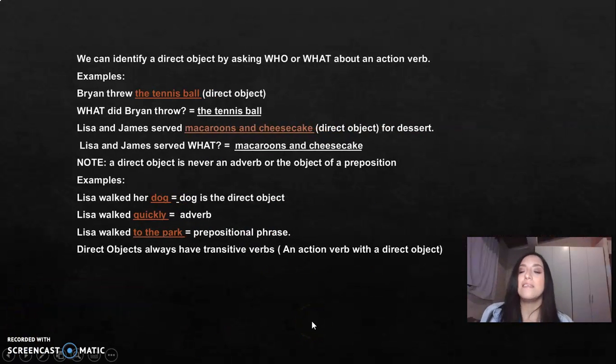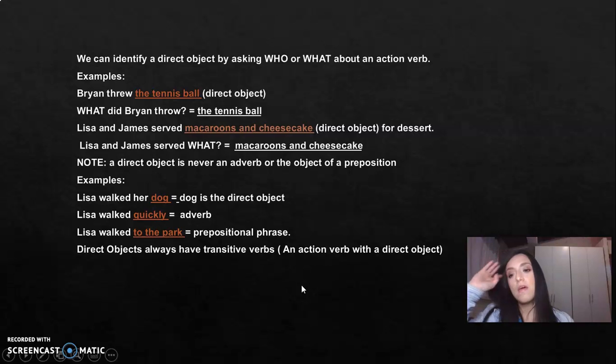Now, how can we identify a direct object? We can identify it by asking who or what about an action verb. Let's see some examples. Brian threw the tennis ball. Now, what did Brian throw? The tennis ball. So the tennis ball is the direct object.